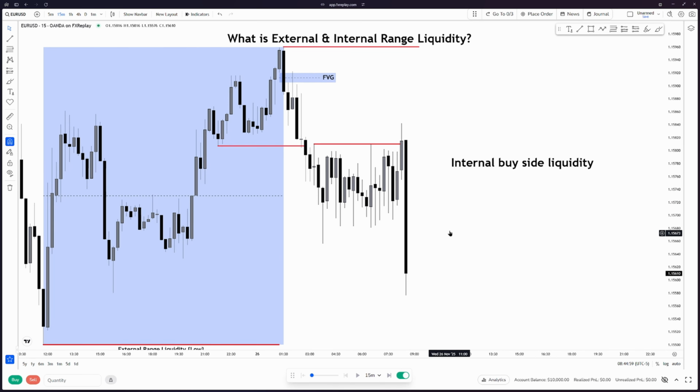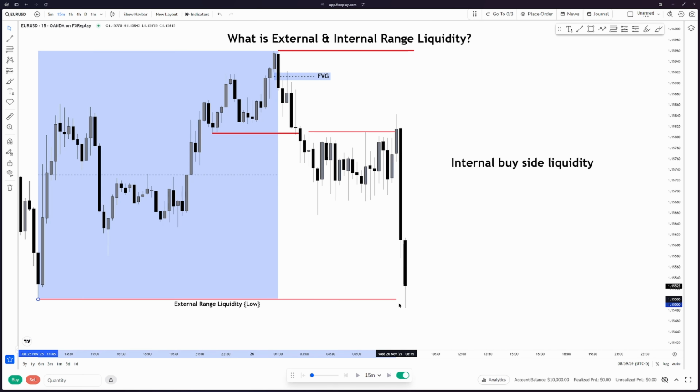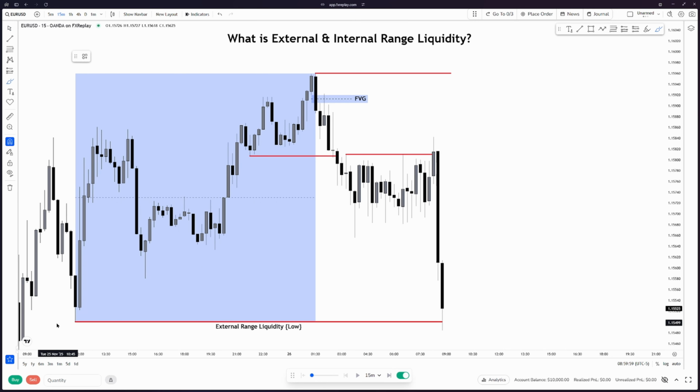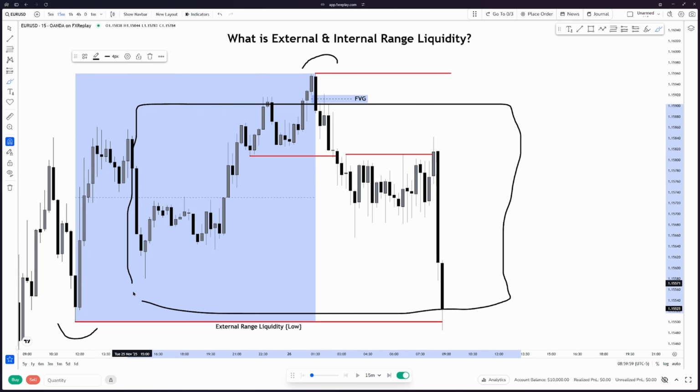Now our internal high has been swept, and notice how quickly price rockets straight toward our external sell-side liquidity. This is exactly why understanding internal and external range liquidity gives you a massive edge in predicting price moves.